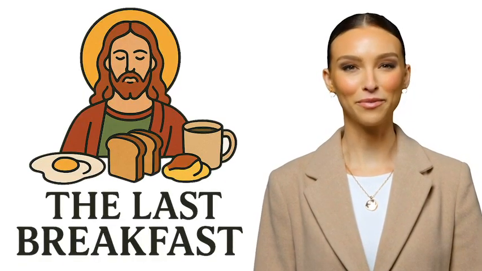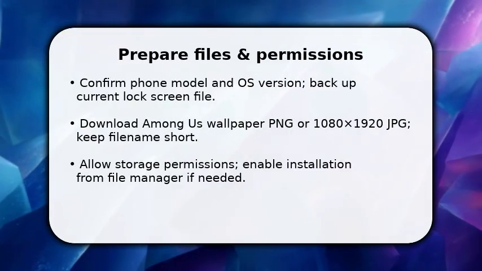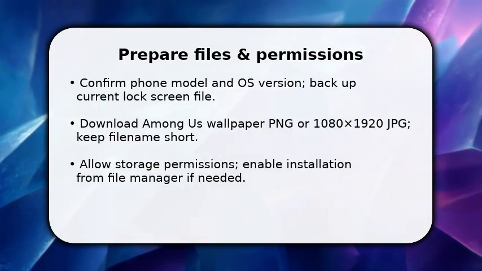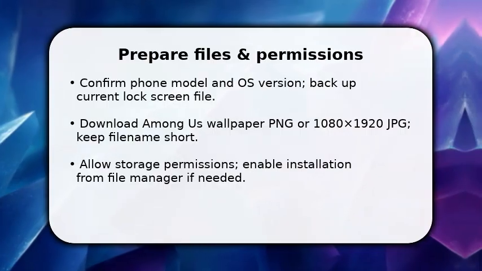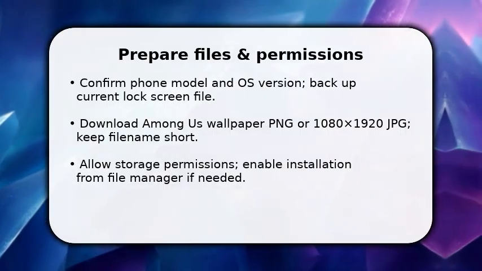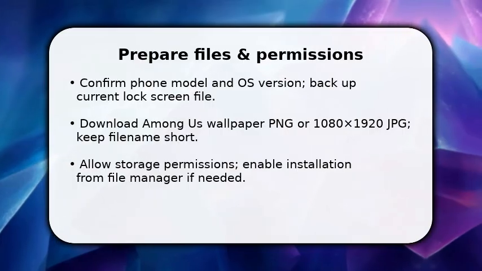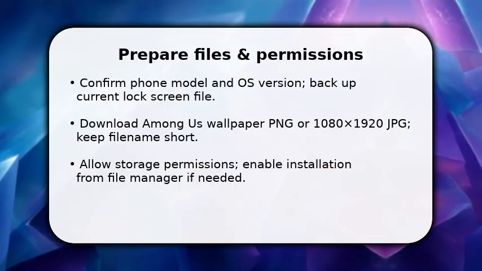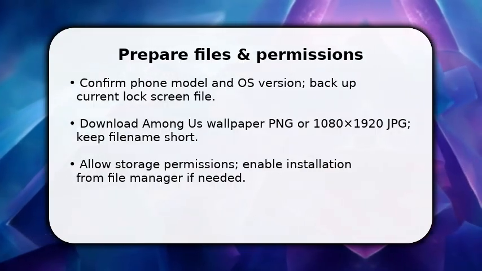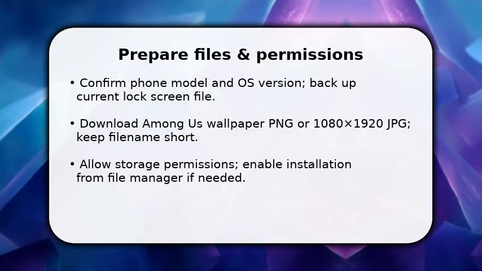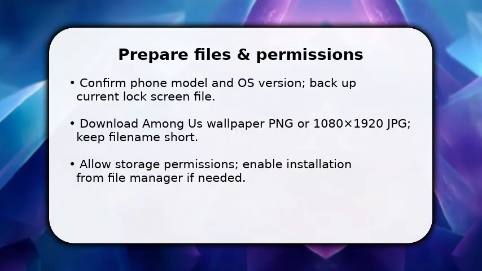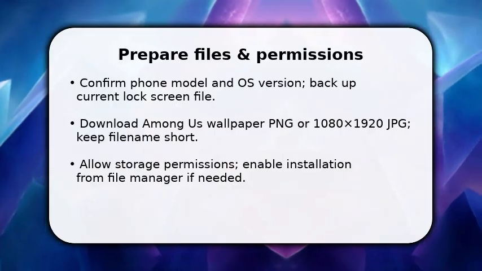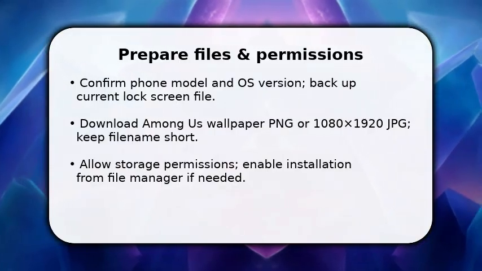Please enjoy the video. You start by preparing the assets and permissions so the change goes smoothly. First, pick the correct Among Us image sized for your screen. 1080 x 1920 is common, and back up your current lock screen wallpaper so you can revert. Then, enable storage or gallery access for your lock screen app and make sure any photo app or file manager can read the image. Once done, place the file in an easy folder like Pictures/O for the next step.